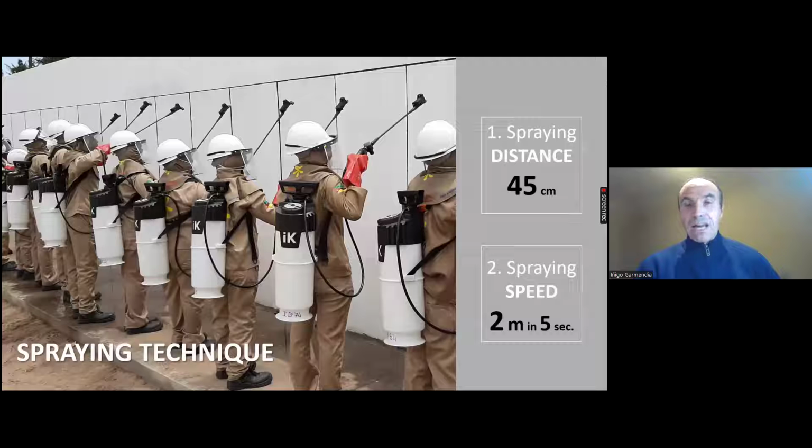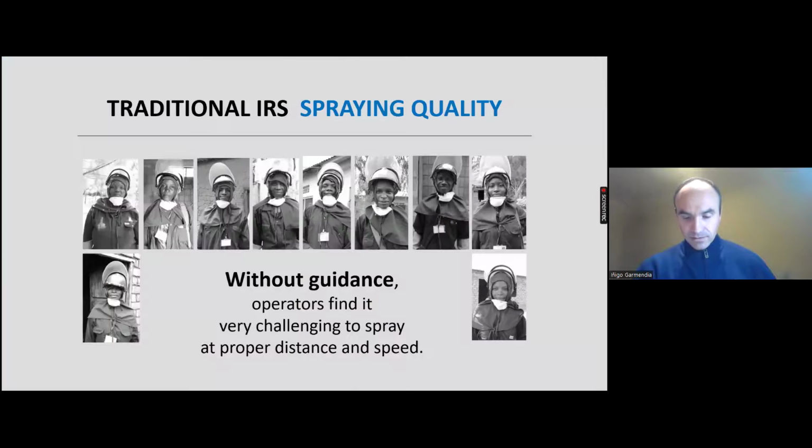Because based on our large experience in the field, we know that one of the most important objectives of any IRS intervention is to apply the correct dose of insecticide on the internal walls of the houses to be protected. With that purpose, thousands of operators are trained yearly to learn the correct spraying skills. However, all these operators find it challenging to keep the correct spraying distance and speed when they move to the field because they don't have any guidance and spraying quality can be affected.